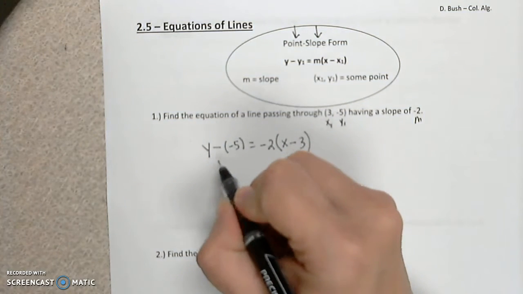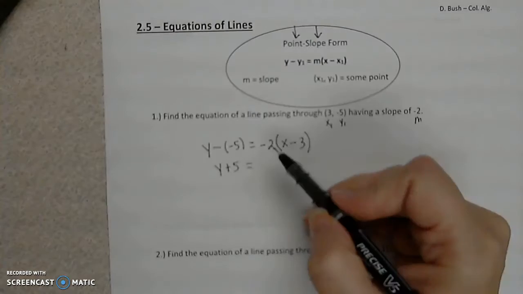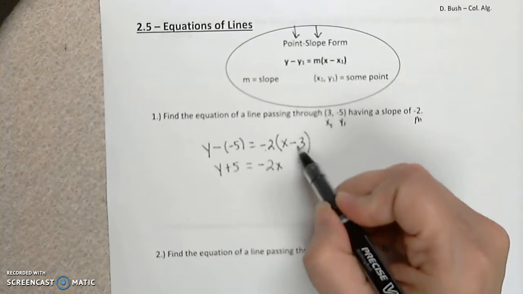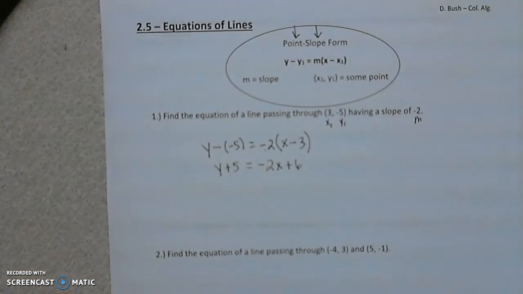So y minus negative 5 becomes y plus 5. And then negative 2 times x is negative 2x. Negative 2 times negative 3 is positive 6. A lot of people like to write it in slope-intercept form. So I'm going to first show you slope-intercept form, because you can get good information out of that, and some others may require you to write it in standard form. So we'll write it in both forms.